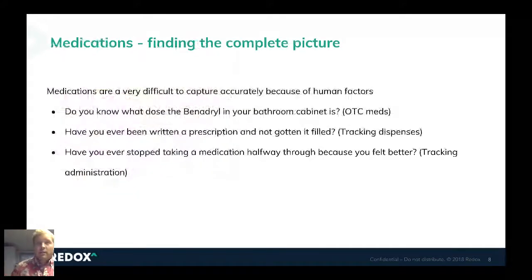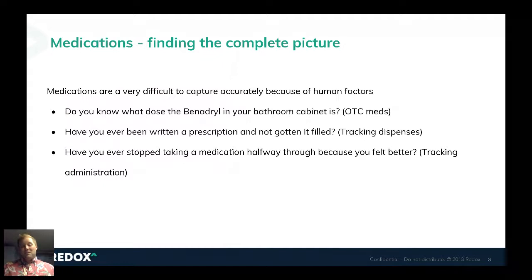Medications is still a very challenging integration point, especially when it comes to patient-facing things. I listed out a few of the really difficult things here. Basically, anything that's over the counter, and you didn't originate in a CPOE system, is hard to track. So if you know what the dose of the Benadryl in your bathroom cabinet is right now, good for you. But chances are most people don't know that, or they're not putting it into any kind of electronic format to track.